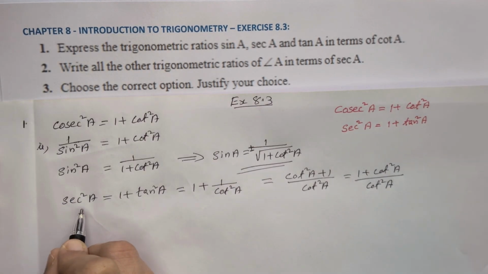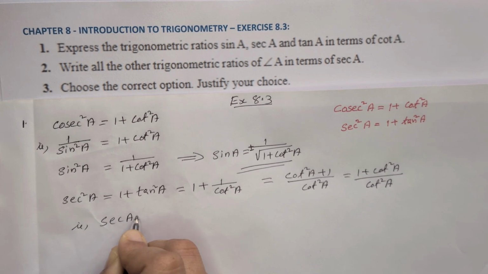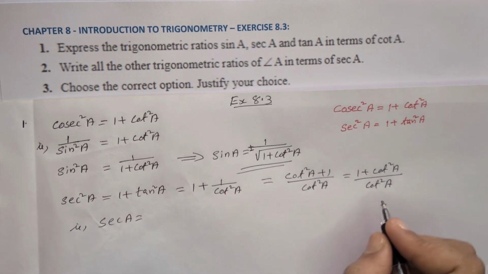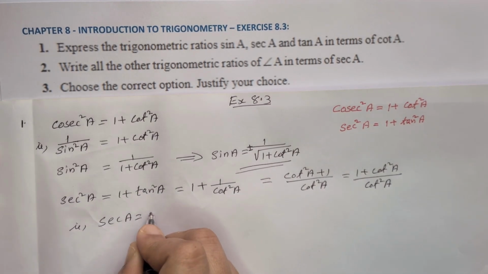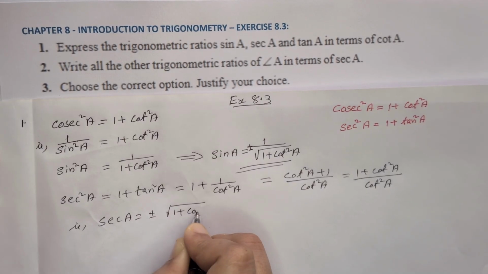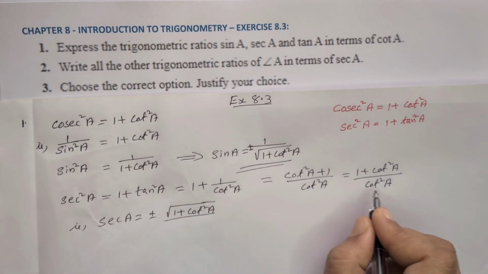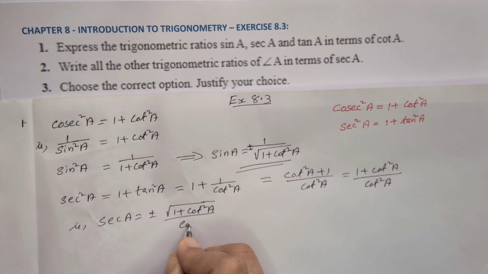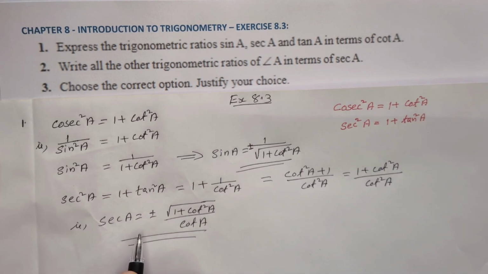Sec square A is equal to that. That means sec A is equal to root of that. Root of 1 plus cot square A, and the denominator when we are taking the root, it will become cot A. So we can write root of 1 plus cot square A divided by root of cot square A, which is the same as cot A. Now we got sec A in terms of cot.